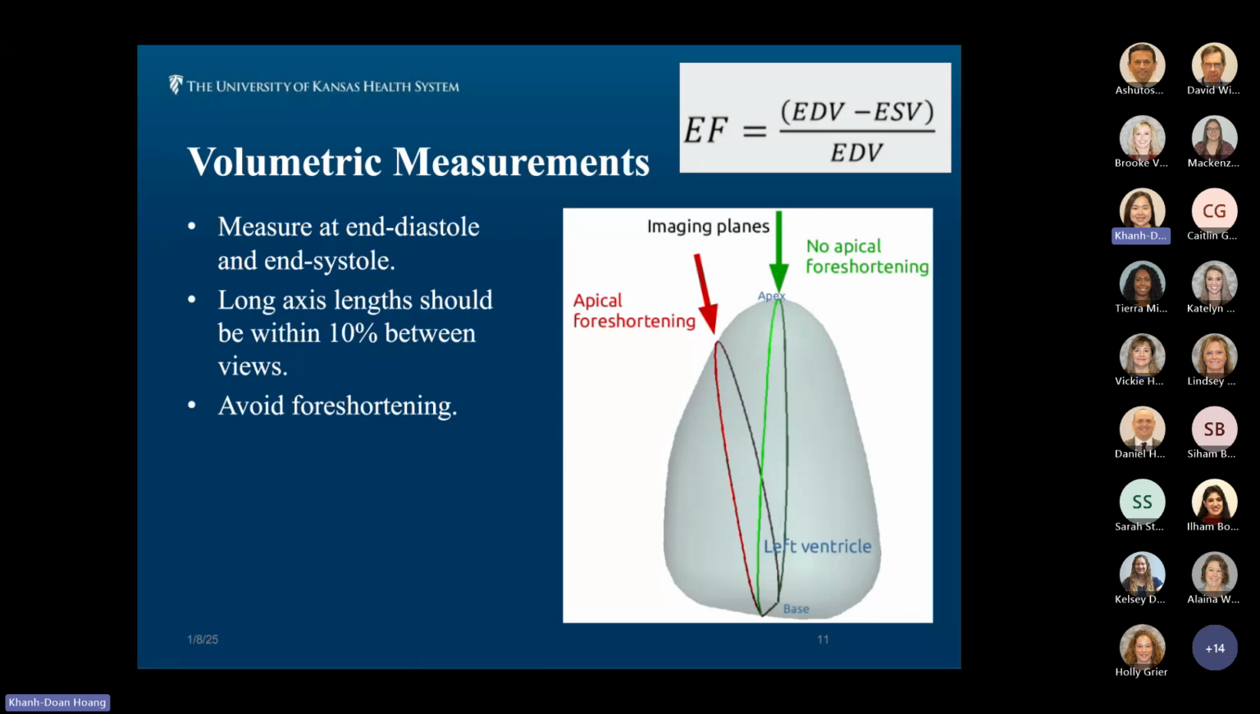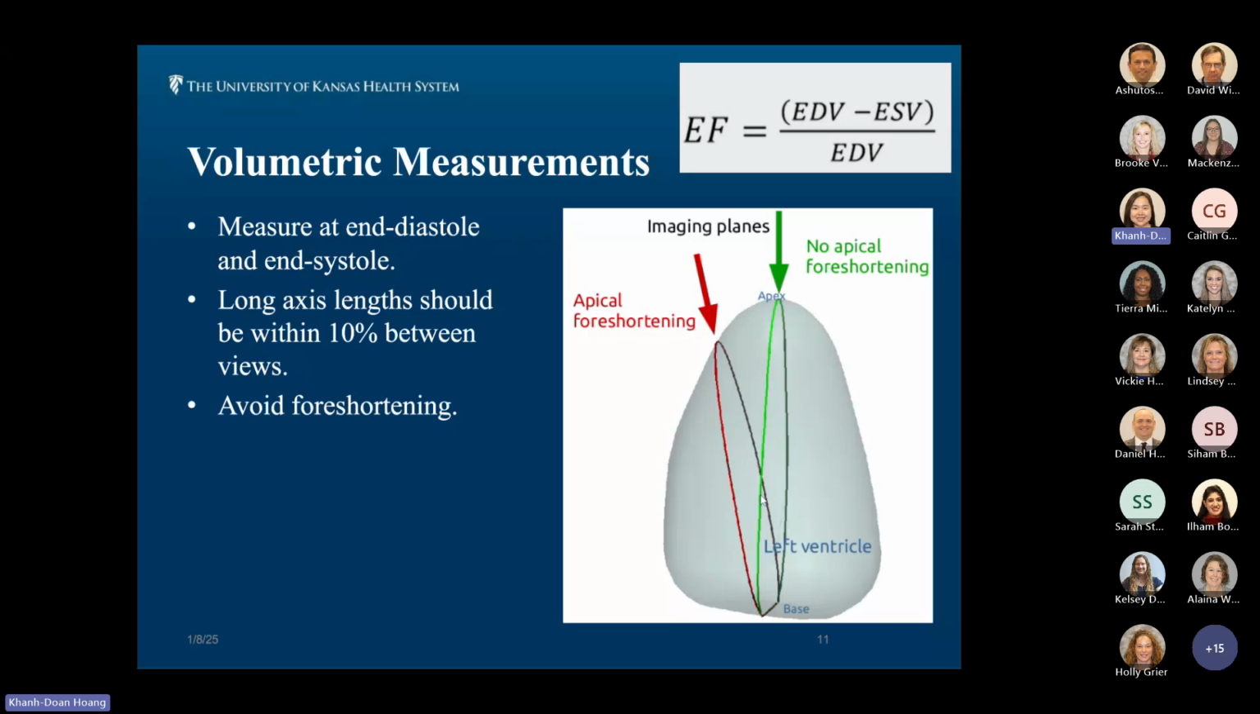And for your volumetric measurements, you're making them at end diastole and end systole. You want to measure the long axis in apical 4 and apical 2 chamber, and match them up as closely as you can to the longest measurement that you're able to get. And you want to avoid as much foreshortening as you can by trying to cut through the cavity through the center of the true apex, and not off to the side.